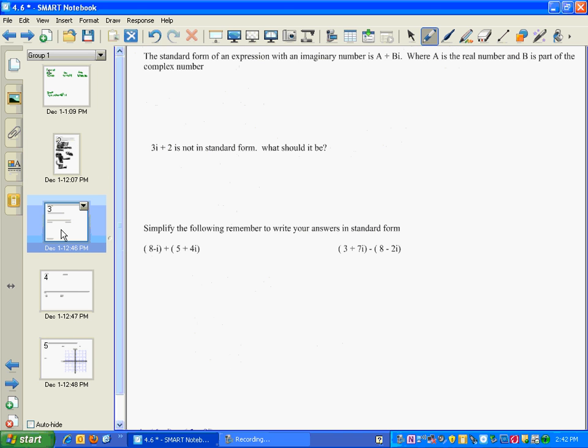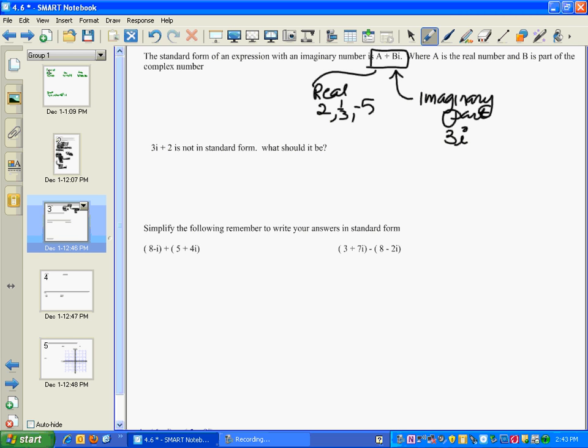Okay, next one. So, you can do all kinds of things with these i's, and we want to treat them as if they were a variable when we're adding and subtracting or multiplying, okay? But there is a correct way to write an answer when you have an imaginary number. And the standard form is a plus bi, where a is your real number, like 2, or 1/3, or -5. And the bi is your imaginary part. It's the one that's got the i, like 3i. And the whole answer is called a complex number because it has the real and the imaginary part. So the whole answer is complex.